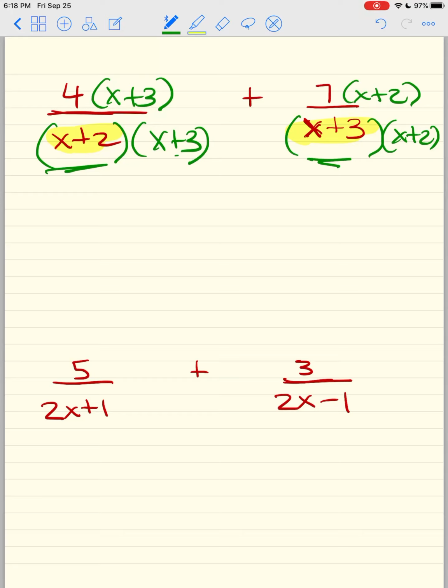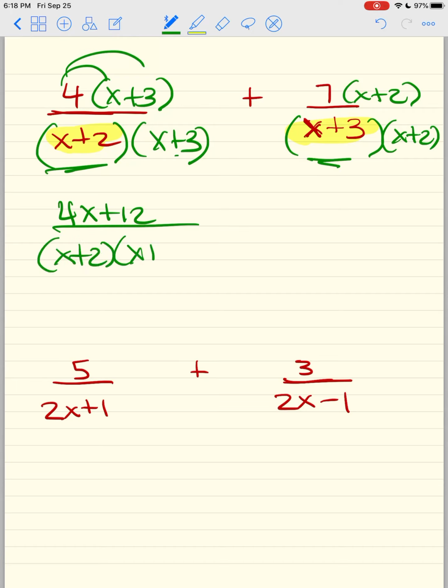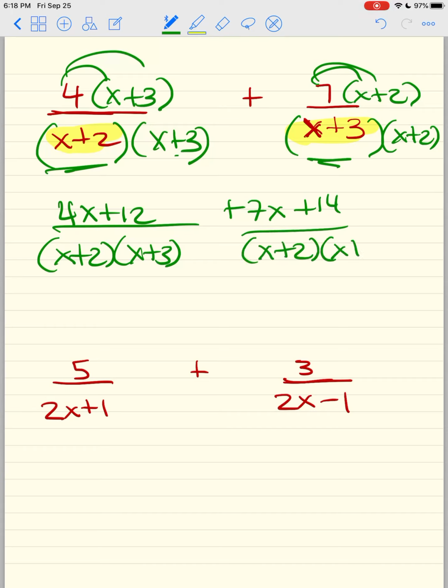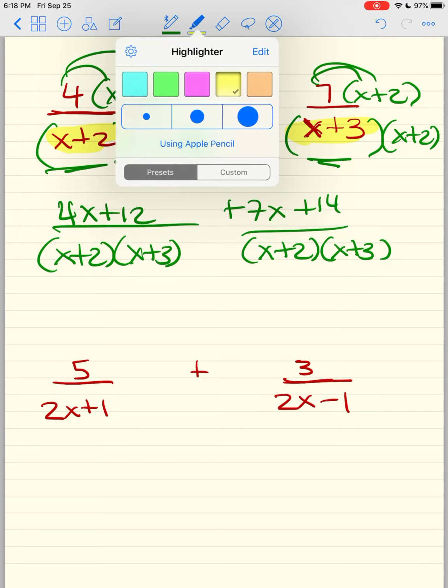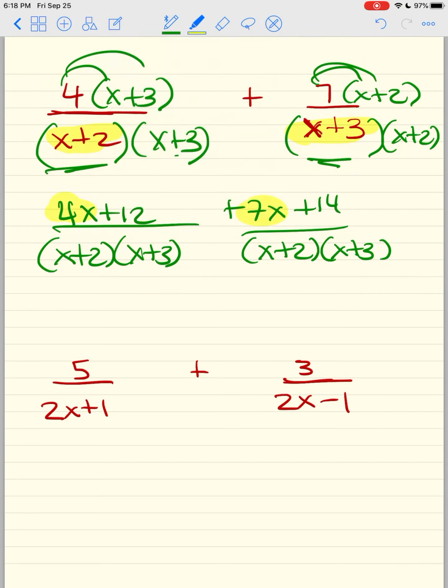So now in my numerator, I get 4x plus 12 over, I'm never going to distribute the bottom. Leave it just as is. Plus 7x plus 14 over the bottom. And then you just have to add the top. You're going to say 4x and 7x make 11x. And you're going to say 12 and 14 make 26 over the bottom.